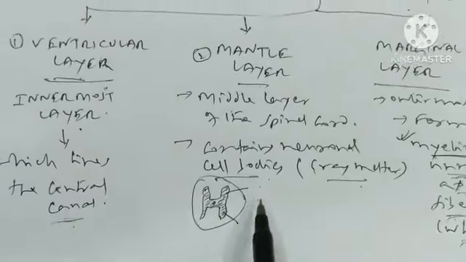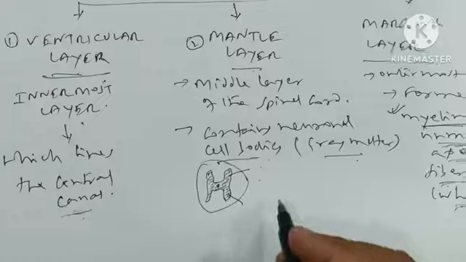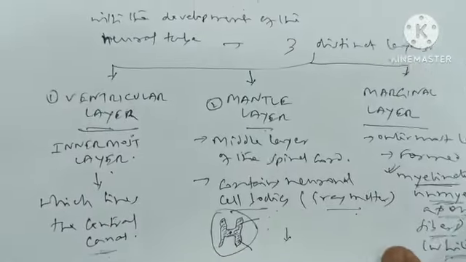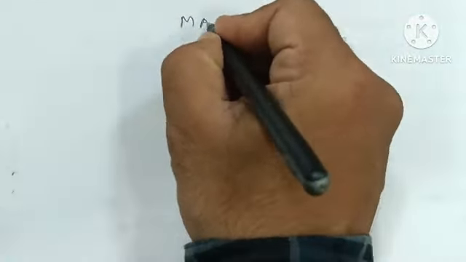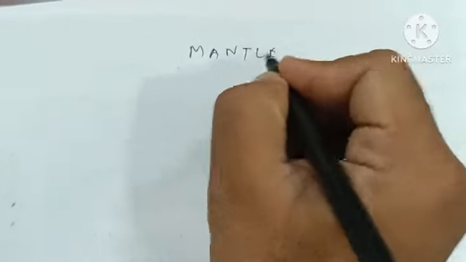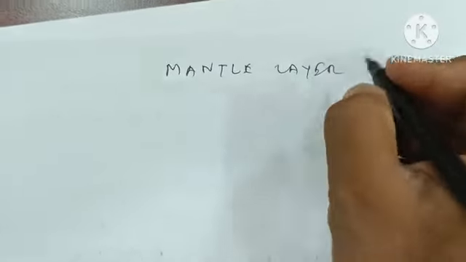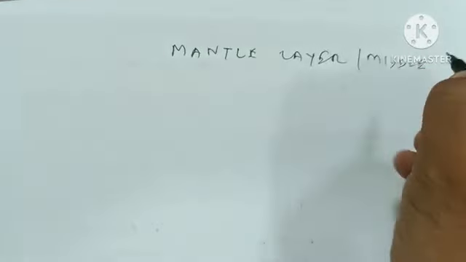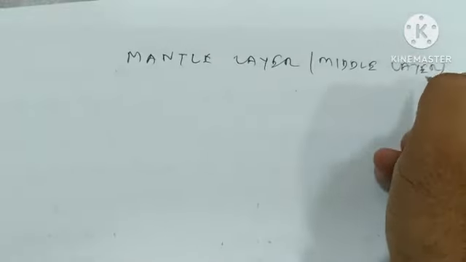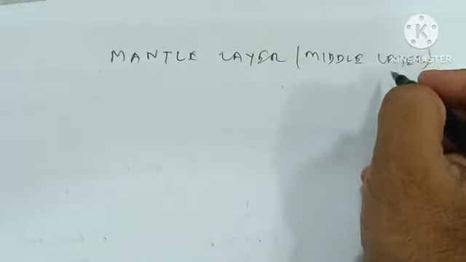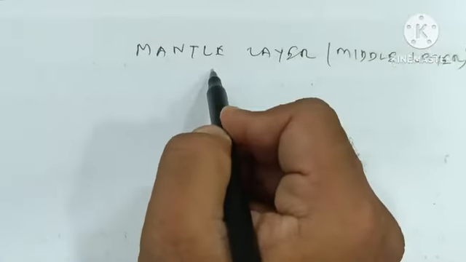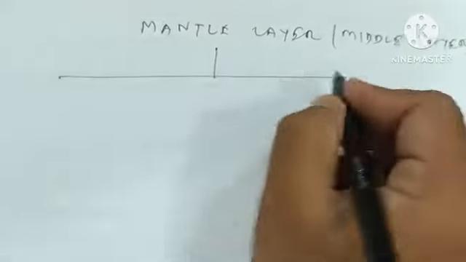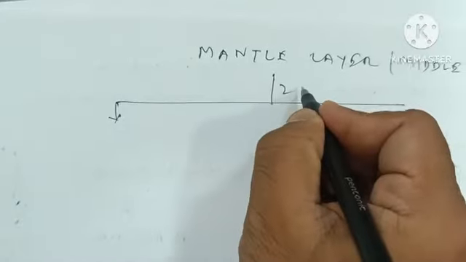Now this middle layer, the mantle layer, is separated into two distinct regions. Here there is no space, I will write on the next page. This is the middle layer, the mantle layer, which is formed of grey matter. This mantle layer is separated into two distinct regions.